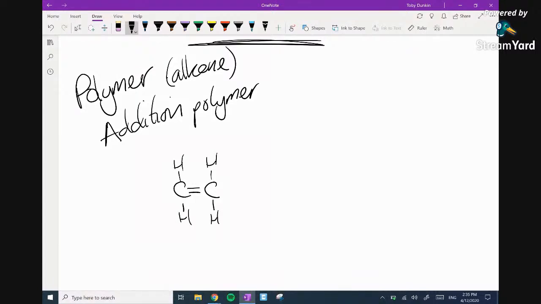I tend to straighten up the H's rather than doing them out at an angle in what I call a spider diagram. I tend to flatten them out because what I'm about to do is take an n number of these, break the double bond, stretch it out, and turn it into the polymers. Now, there are certain polymers you just have to know.